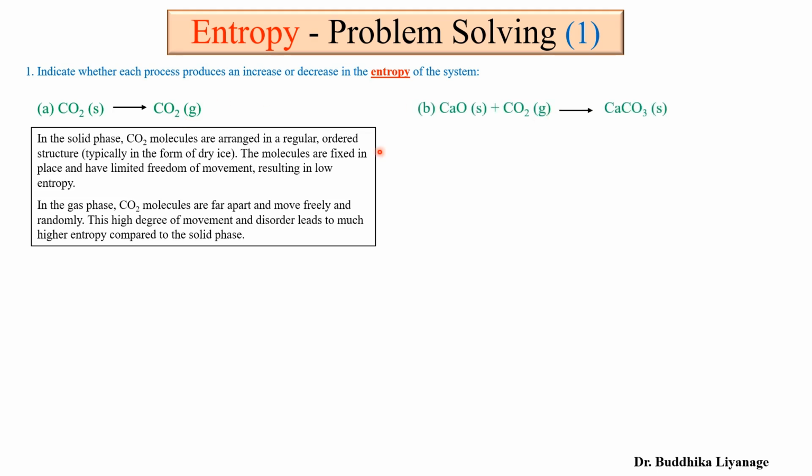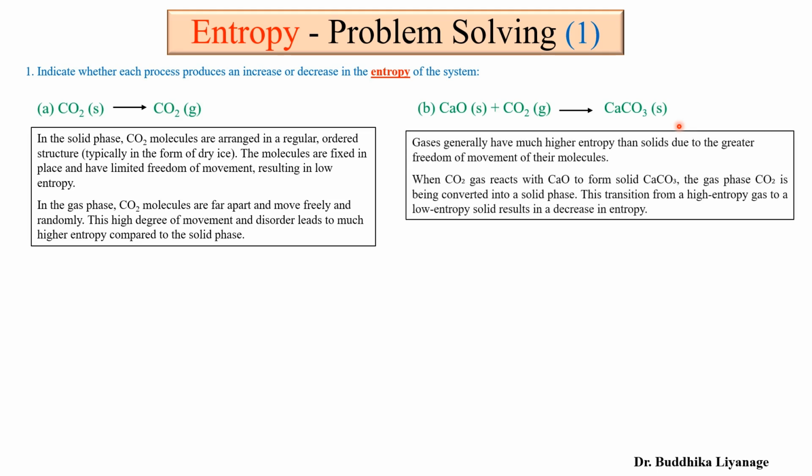The second reaction, calcium oxide combined with carbon dioxide to form calcium carbonate. Look at the physical state. Solid and gas combine to form another solid. Is this process increasing entropy or decreasing entropy? There is gas on the reactant side, but no gas on the product side. So generally the number of gas molecules decreased to give the product.